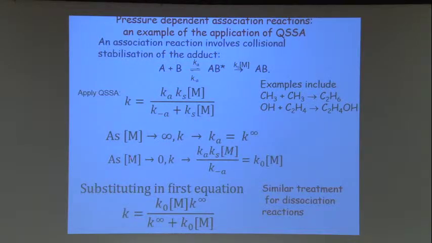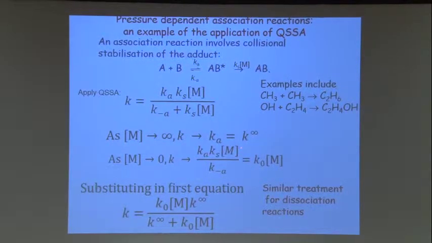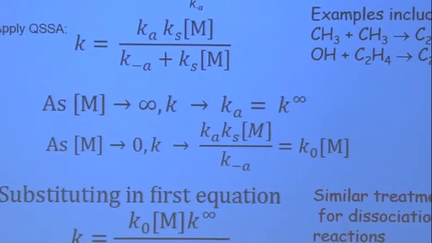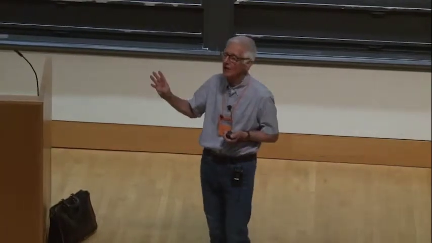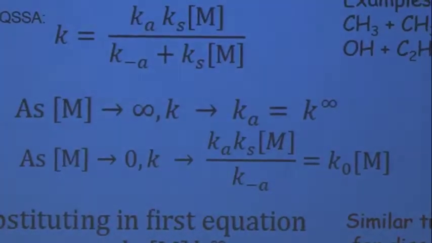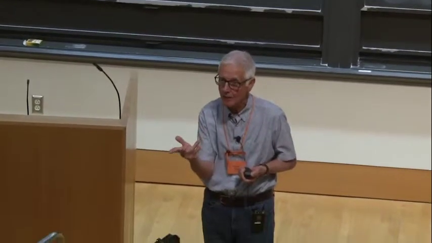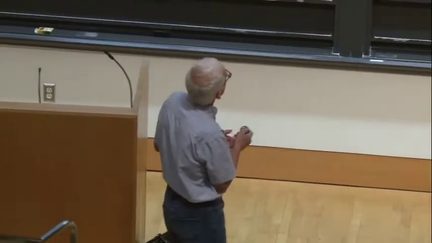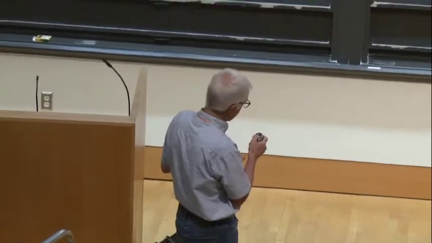And if we go for m going to 0, then this term dominates on the bottom. And we can forget about this one, and we get Ka times Ks times m divided by K minus A. And this is called K0 for zero pressure. And the rate constant now depends linearly on the pressure, on the concentration of m. And this is what I was saying earlier about this one here being effectively a third order reaction because it depends upon the concentration of A, of B, and of m.